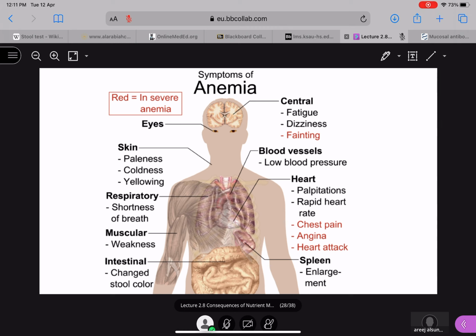Anemia symptoms are wide, and it can affect any organ: headache, fatigue, low blood pressure, palpitation, chest pain, enlarged spleen, paleness in the eye, shortness of breath. If you have GI losses, then the blood in the stool will change the stool to tarry stool.